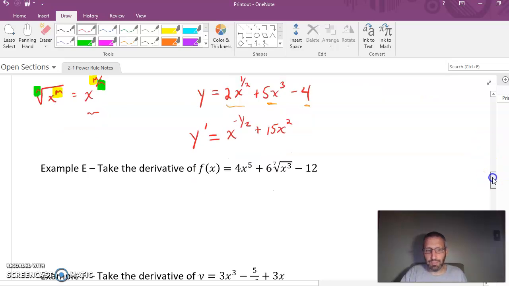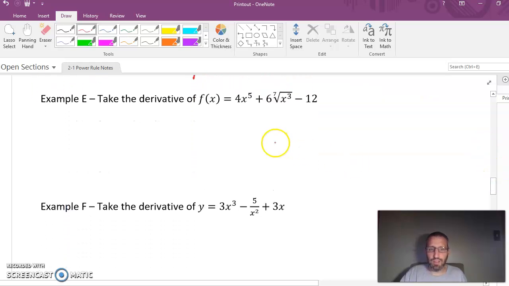All right, let's do example E. Gives us another practice at a root here, okay? And again, I'm seeing two things. I'm seeing x to the third underneath there, and I'm seeing a 7th root of x to the third. So I'm going to try and rewrite this again. So I'm not even going to take a derivative yet.